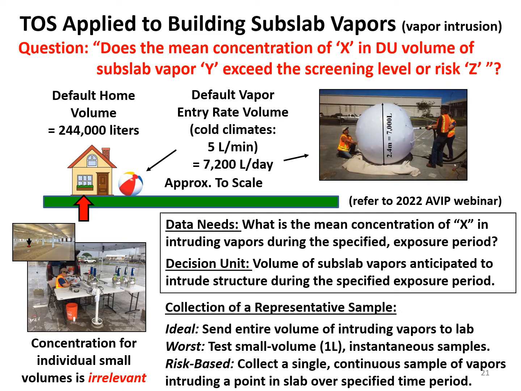No one in indoor air would ever do this and make a call, but unfortunately it's routinely done in the vapor intrusion industry. A better way, a risk-based approach, would be to collect a single continuous sample of vapors intruding a point in the slab over a specified time period. And again, the concentration of the contaminant in individual small volumes is irrelevant.